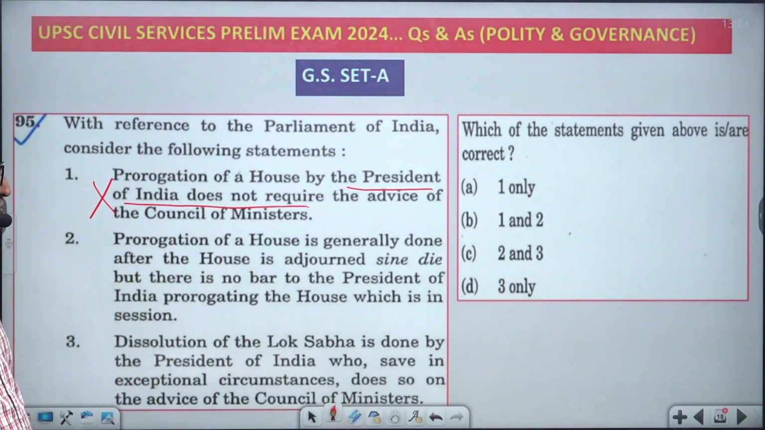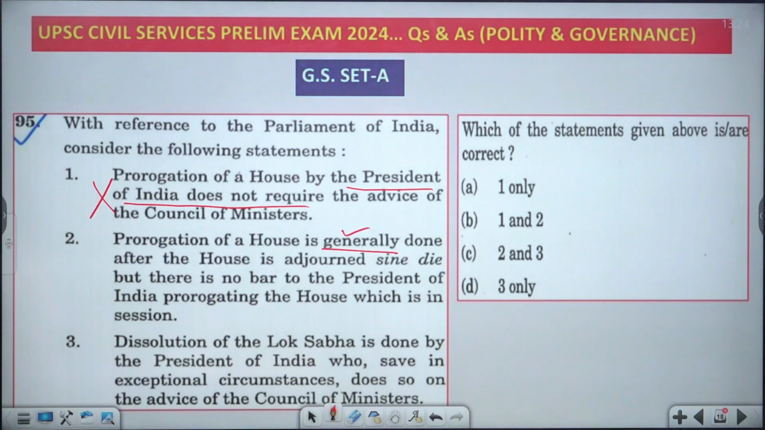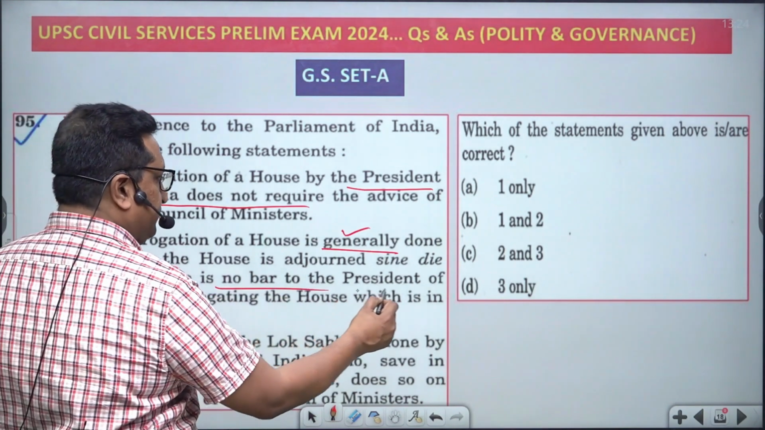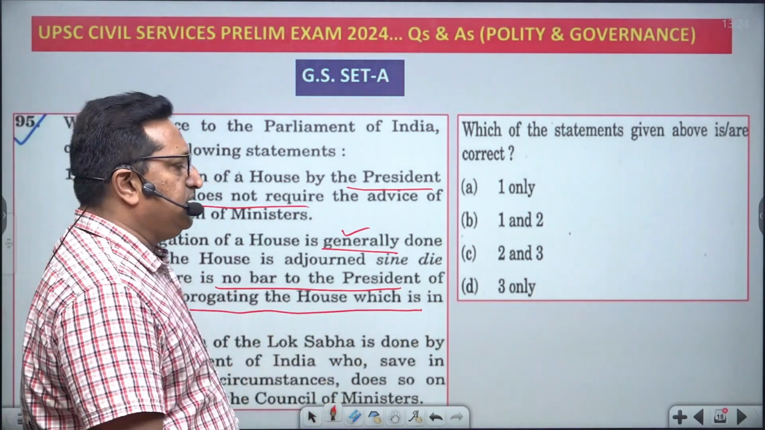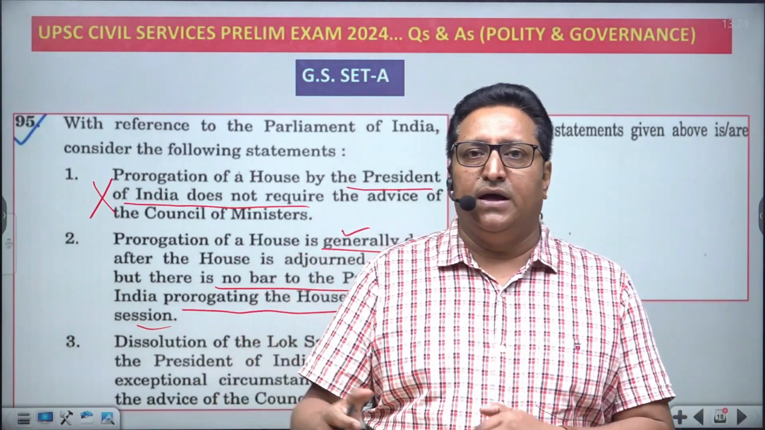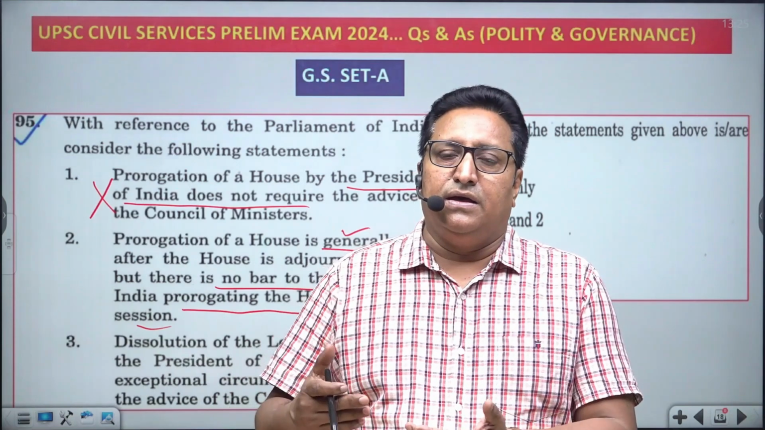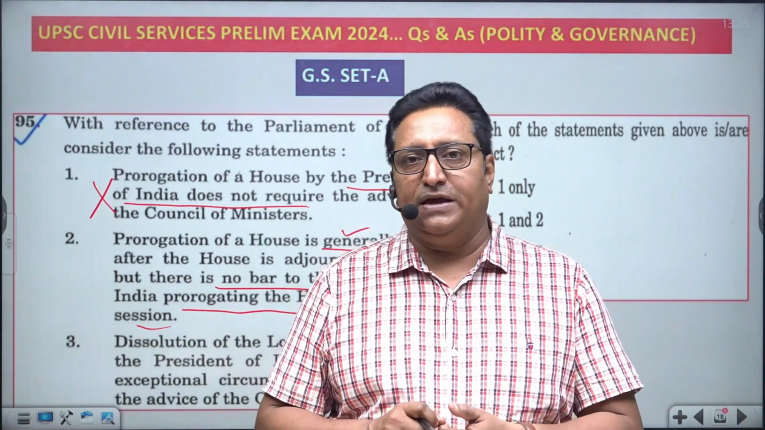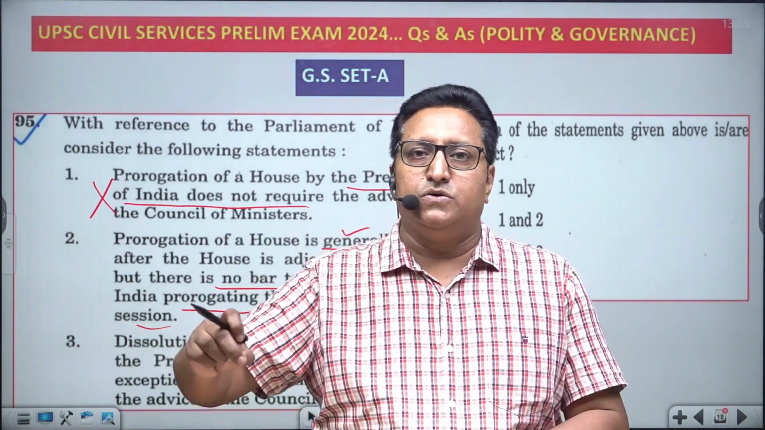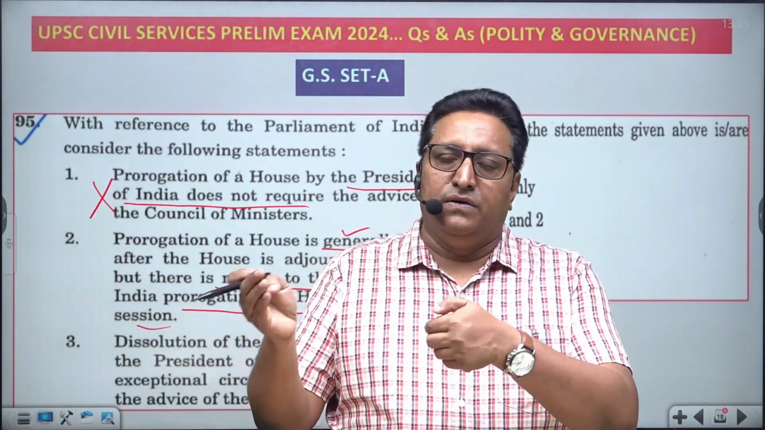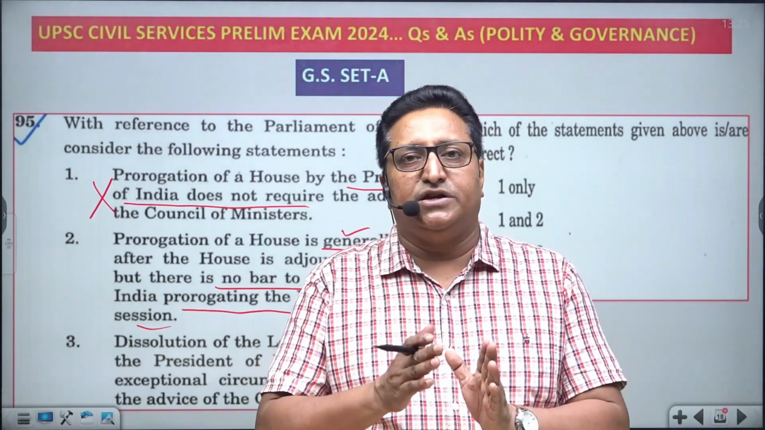Prorogation of a house is generally done after the house is adjourned sine die. But there is no bar to the President of India prorogating the house which is in session. Generally, when the session is on, finally the session is adjourned sine die, meaning without giving any time for resumption of the session by the Speaker. Adjournment sine die is suspending the house without mentioning a date for resumption of the session. So that is called adjournment sine die.